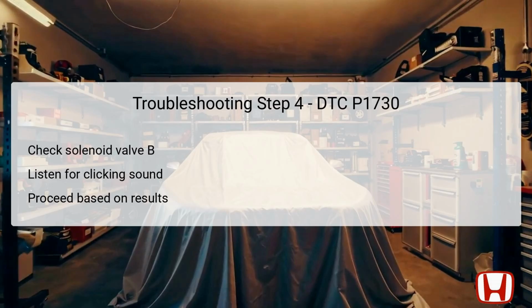After addressing solenoid B, the repair verification steps must be followed to ensure that the issue with DTC P1730 has been resolved effectively. This process is critical for maintaining smooth operation within the transmission system.